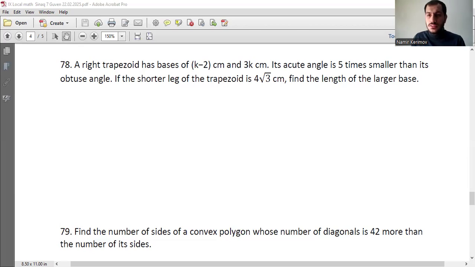The question is, find the length of larger base. So we know that the smaller one is k minus 2 and the larger one is 3k, and shorter leg of the trapezoid, that one is 4 root 3. Here we should find the relation between that 4 root 3 and bases.